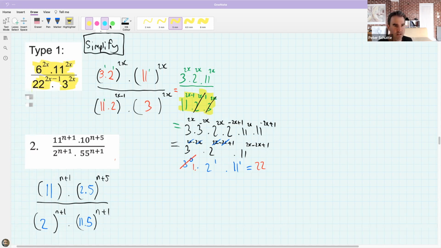The pre-work is to split the bases into prime factors. So 3 times 2 is 6. 11 is already a prime. 22 is 11 times 2. And 3 is already a prime. If I look back on question 2, you can see I'm doing the same step in question 2. I'm breaking down the bases into their prime factors. Now, the third step is to apply law 3, where I take the power and apply it to each of the powers inside.